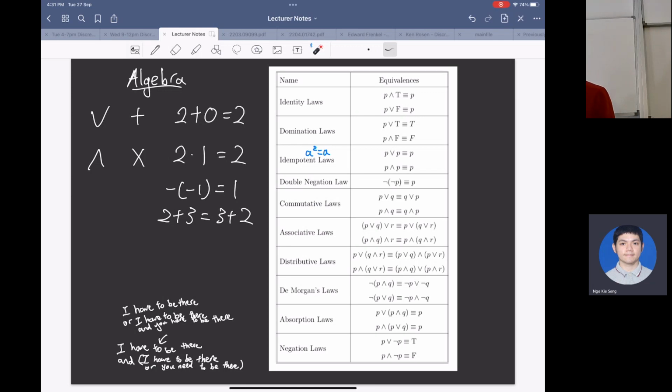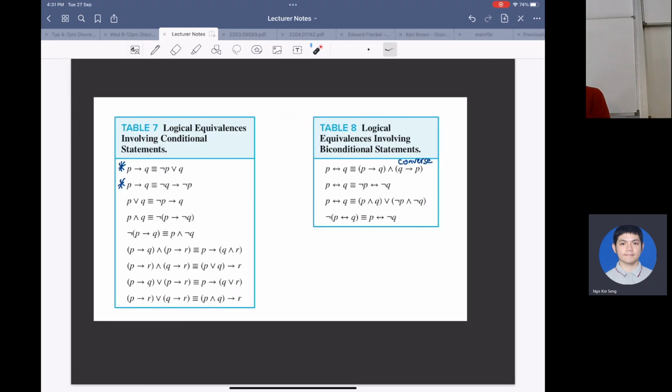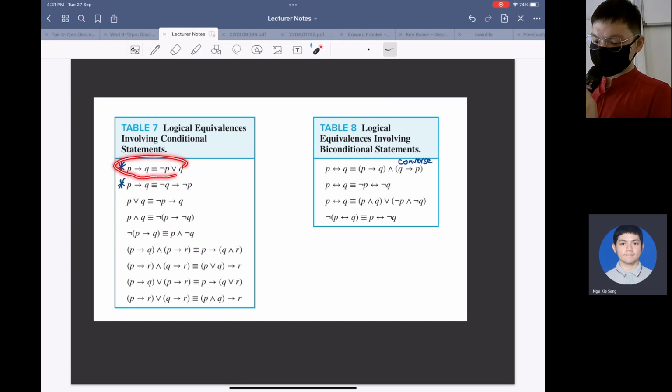Okay, and then negation law. I think this one we did before, right? Which one is a tautology? Which one is a contradiction? Okay, this is what we did last week. Okay, next is this one. This is very, very important. Not all of them, but at least two of them you need to know. So first is this. P implies Q is actually not P or Q. You should do this exercise. Maybe we'll do it later.